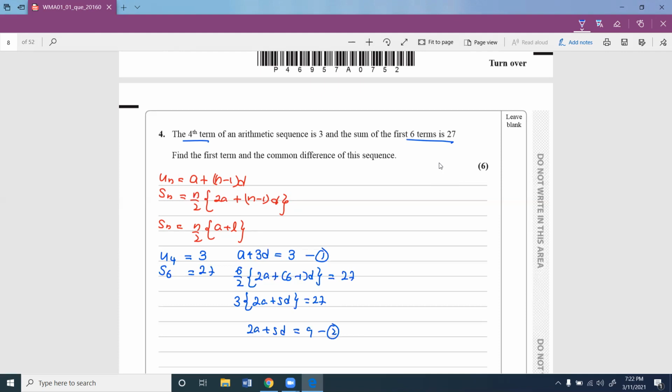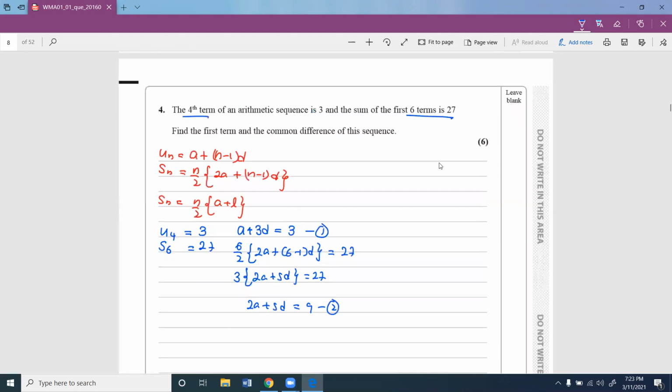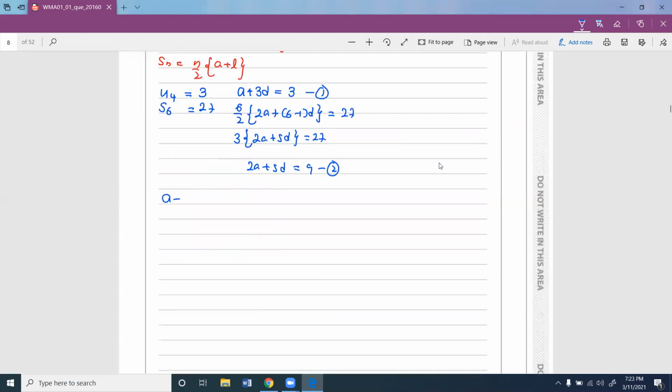Let's go ahead with this. Then we have to simplify. They ask you to find the first term and the common difference. This is not that hard. So you get a plus 3d equals 3, and a plus 5d equals 9. Then I'll just multiply the first equation by 2, and it turns into 2a plus 6d equals 6.